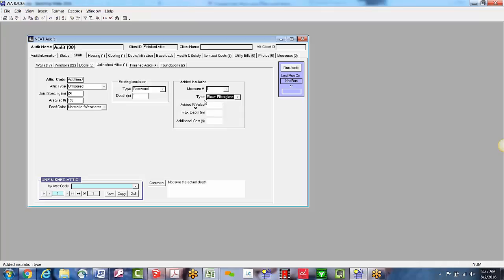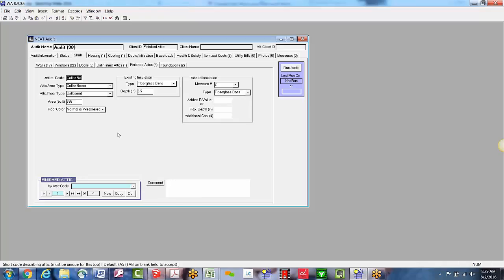But if we're limited, then we can put in some information and force it to only allow us to put 5 inches in or whatever we might run into. So that was the unfinished portion. The finished attic. So I had all 4 pieces. We had some outer ceiling joist, collar beam, knee wall, and roof rafter.